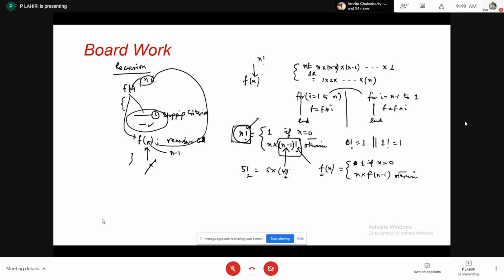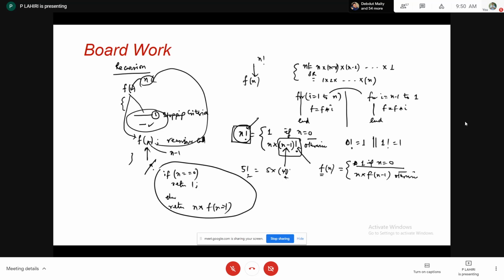Be careful with a smaller input. Okay, so in this way you can express recursion. The first part can be considered as the else part, and the otherwise part can be considered as the if, but that is up to the programmer. But we usually write: if n equals 0, then return 1, else return n into f of n minus 1. So in this way, you can express it in terms of programming code.